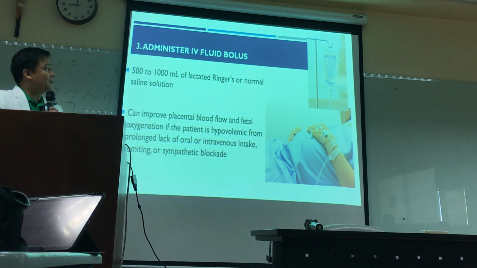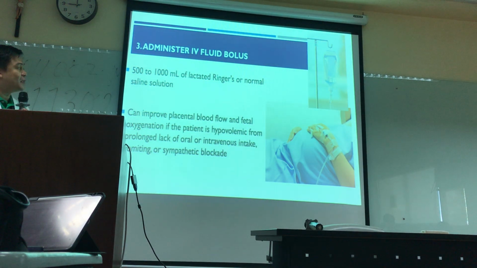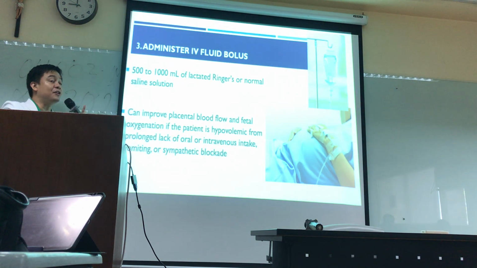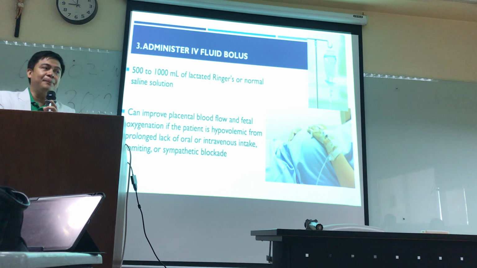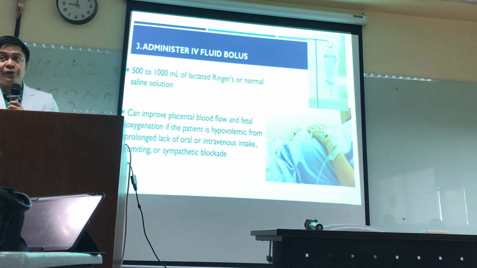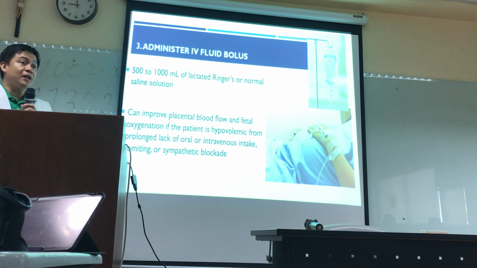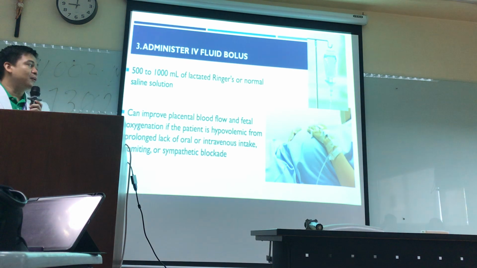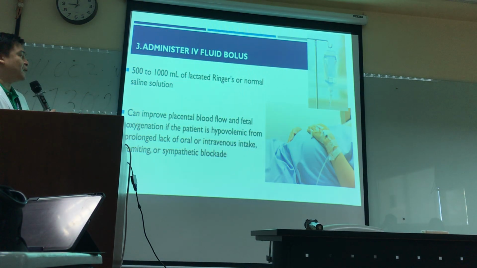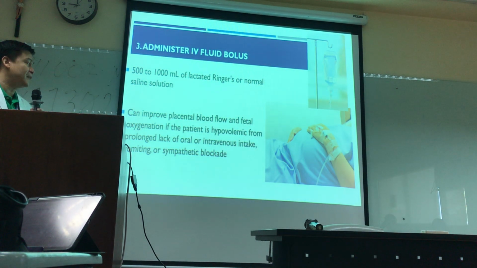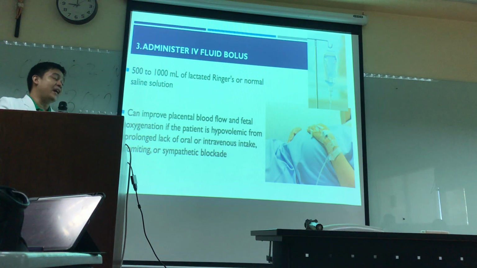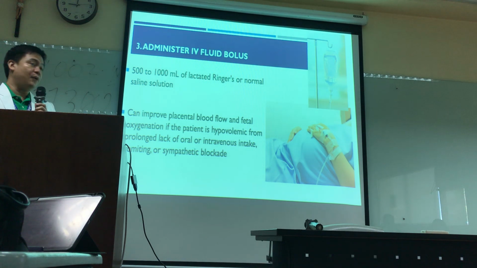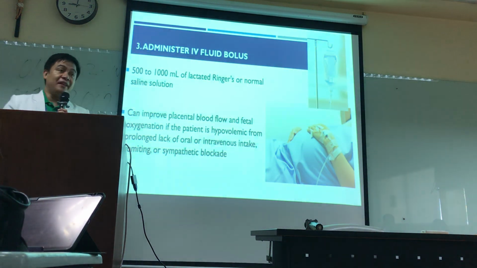You can administer IV fluid bolus of 500 to 1,000 ml of lactated Ringer's or normal saline solution, given that your patient doesn't have the risk factor for congestion. Okay, so you have to be, of course, careful kapag you're dealing with gravidocardiac patients. Okay, so giving your IV fluid bolus can improve placental blood flow and fetal oxygenation if the patient is hypovolemic, usually from prolonged lack of oral or intravenous intake, or sometimes vomiting or sympathetic blockade.